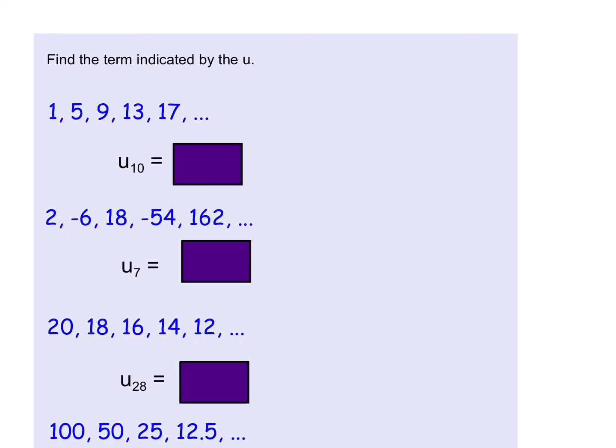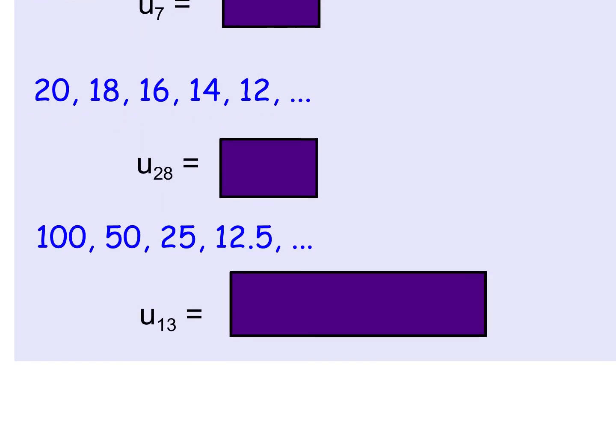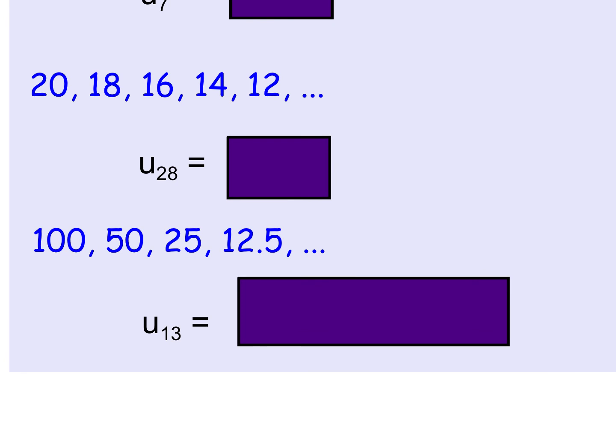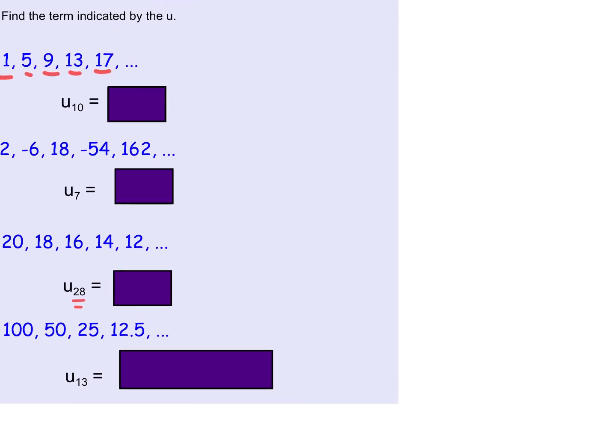So this one, they want the 10th term. You just got to count them and go 1, 2, 3, 4, 5. So I guess got to do it a bunch more times. But what if they started getting nasty like this? They're adding 8 each time. And they want the 28th term. Yikes. That's where it'd be really handy to have a calculator to be able to do this.